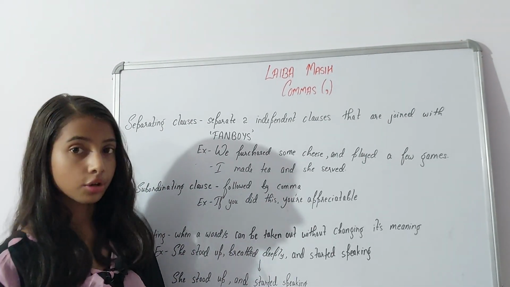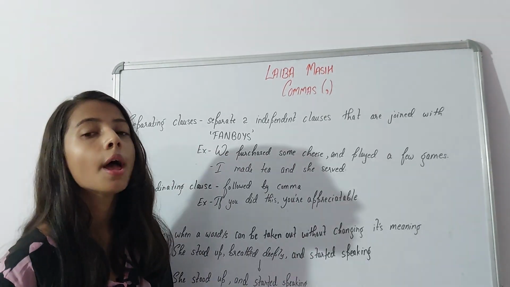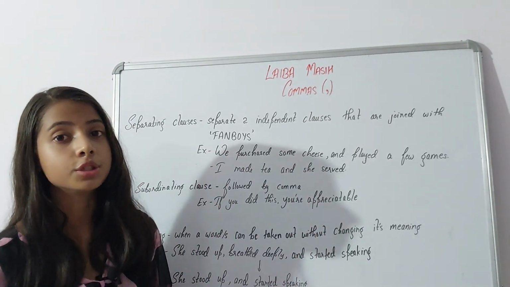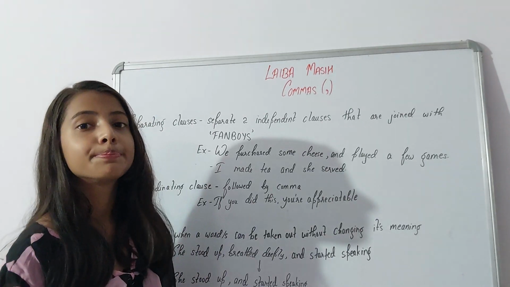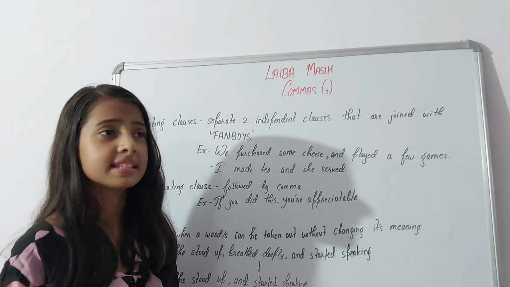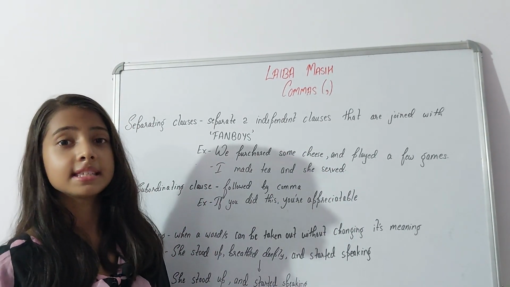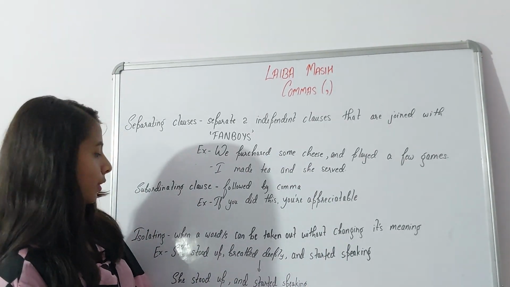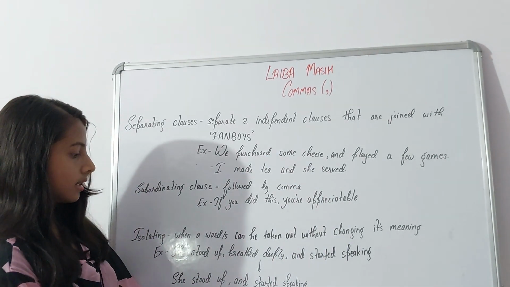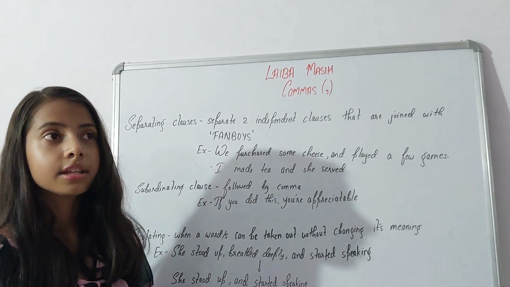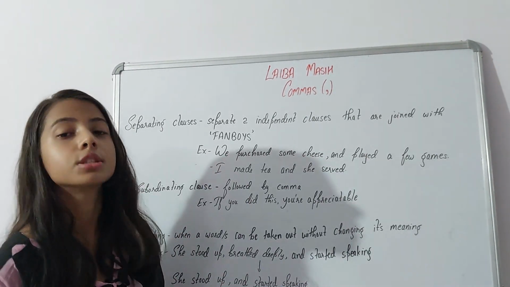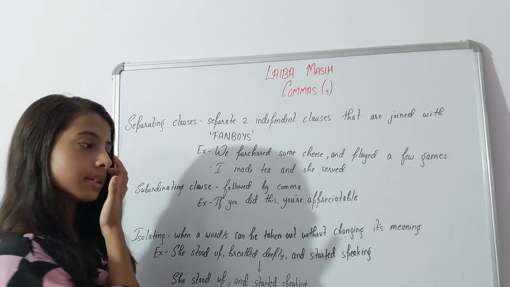Next usage is isolating. Many of you might not know what isolating means, and many of us know it, but still we make a lot of mistakes in it, especially students while writing exams, paragraphs, sentences, answers. The mistake they make is they forget that they can remove some words between the commas. So first let me explain what isolating means.